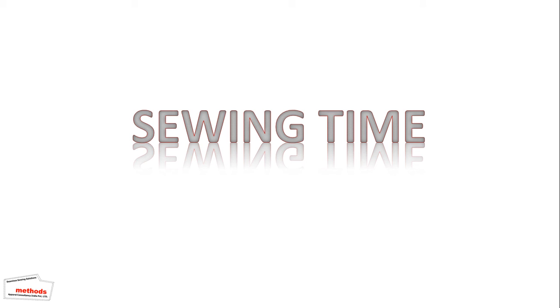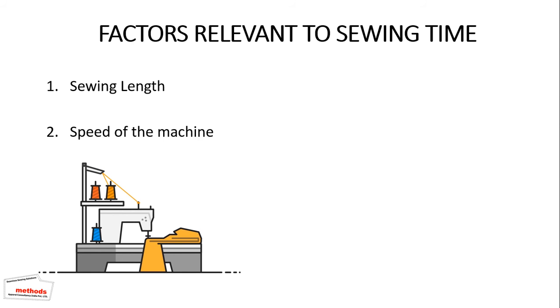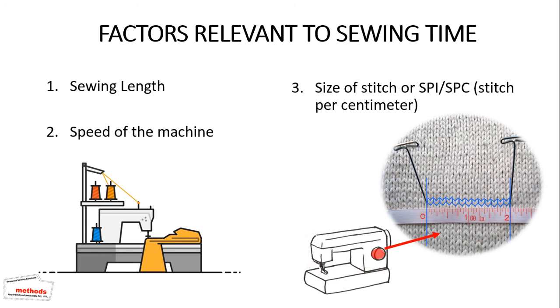Now this time depends on a few factors. Time always depends upon distance and speed first. So the first two factors are sewing length, that is the length of the stitch in centimeters, and speed of the machine, which is usually represented in RPM or rotation per minute. The next factor is size of stitch or SPI, which is stitch per inch, also called SPC at times, which stands for stitch per centimeter, and can be adjusted here.